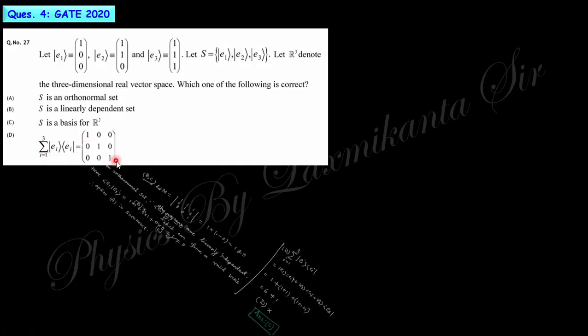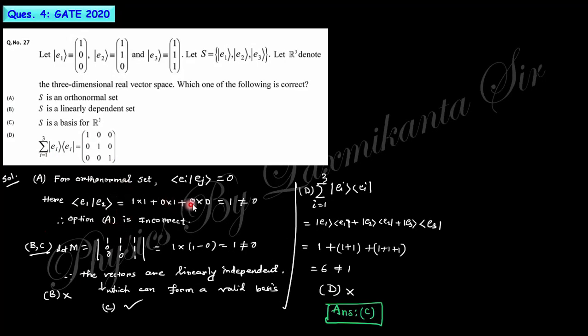So you can see for an orthogonal set the dot product will be 0. Here you can see e1 dot e2 is not equal to 0. So option A is incorrect. Next for B and C, the determinant of this matrix M formed by these basis vectors is not equal to 0, so the vectors are linearly independent. So B is incorrect, and they can form a valid basis. So option C is correct.